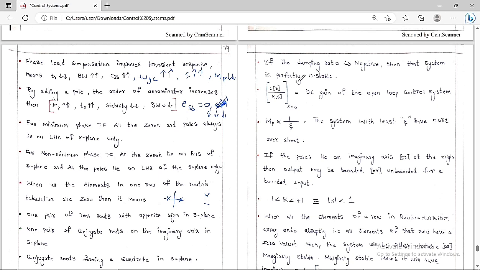I have already told you, whenever zeta is equal to 0 it is called an undamped system. If zeta lies from 0 to 1, it is called an underdamped system. Zeta equal to 1 is the critically damped system, and zeta greater than 1 is the overdamped system. So whenever the damping ratio of the system is positive, we say it is a stable system. But if it is negative, the system is perfectly unstable. The next point is, C of S by R of S is a transfer function.